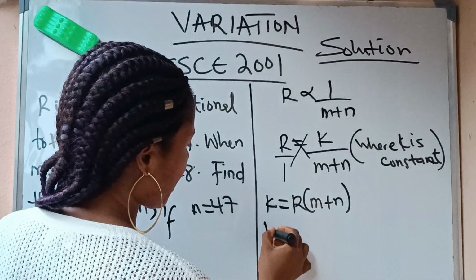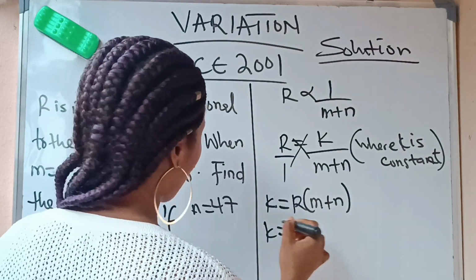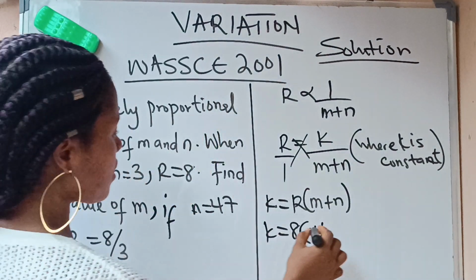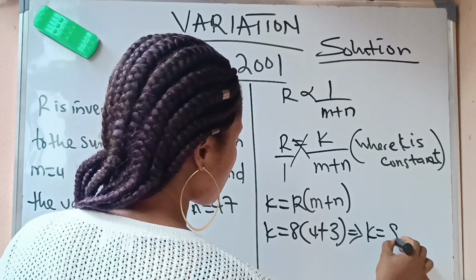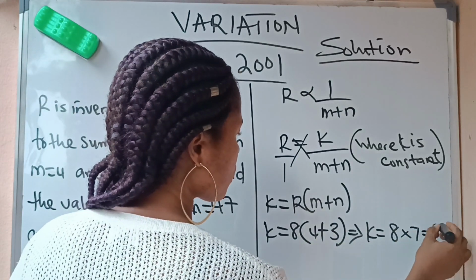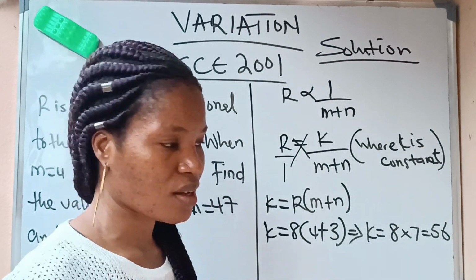Now we said that k is equal to, they said our R is 8, right? 8 brackets, our m is 4 plus, and our n is 3. So this implies that our k is equal to 8 times 4 plus 3, which is 7, which will give us 56. Because 8 times 7 will give us 56.